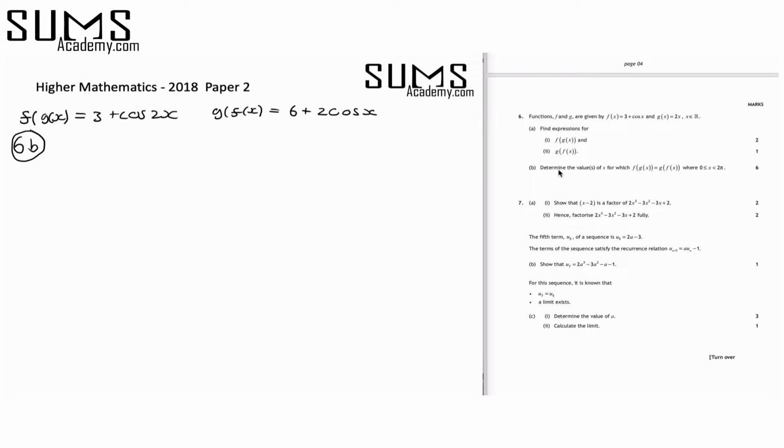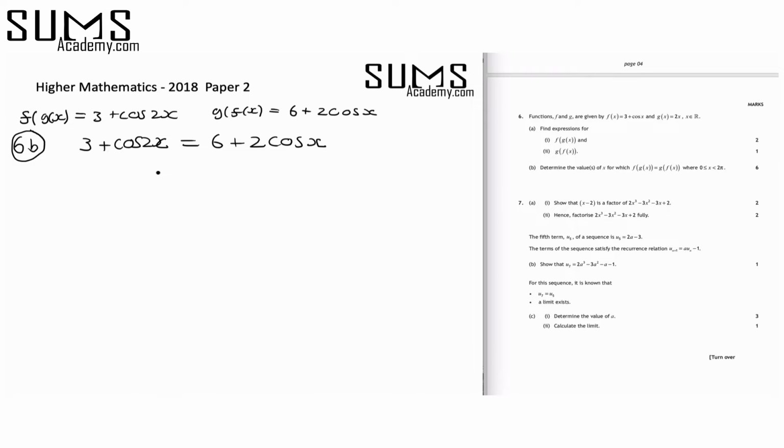So in question 6b, we're asked to determine the values of x for which f of g of x and g of f of x are equal, where x lies between 0 and 2 pi. It already says here we need to put our two answers from part A equal to each other. So let's go ahead and do that. We have 3 plus cos 2x is going to be equal to 6 plus 2 cos x.